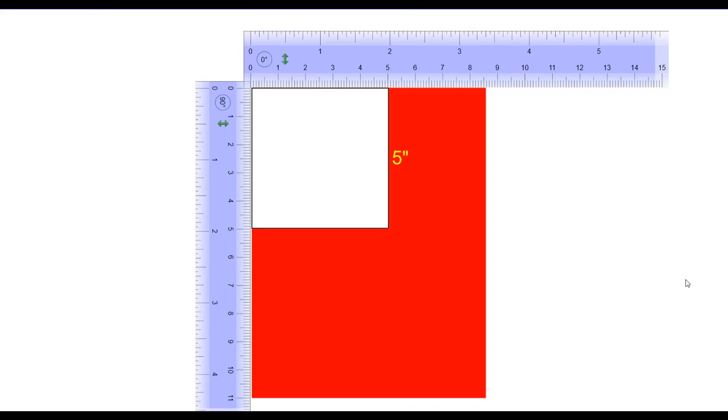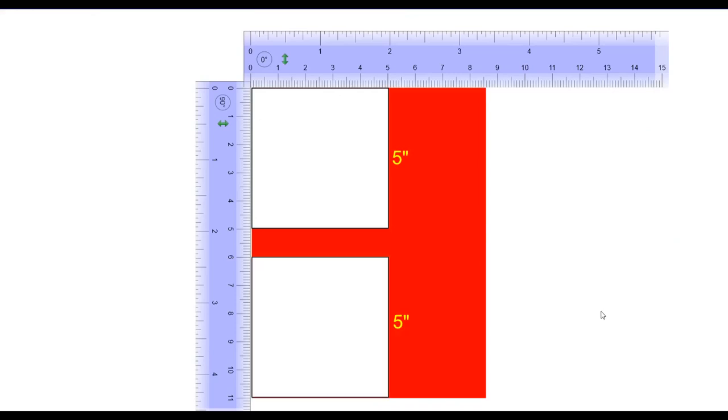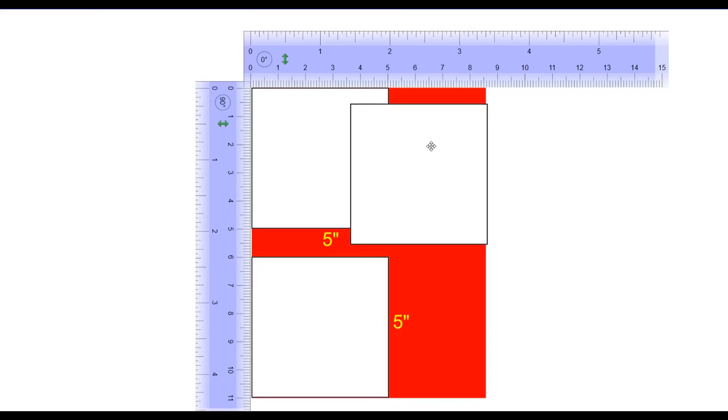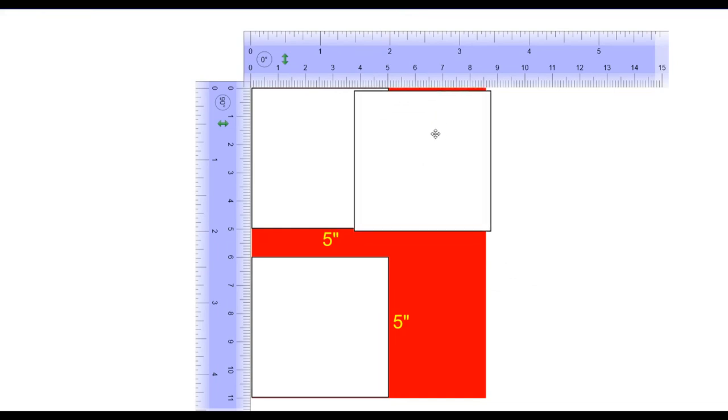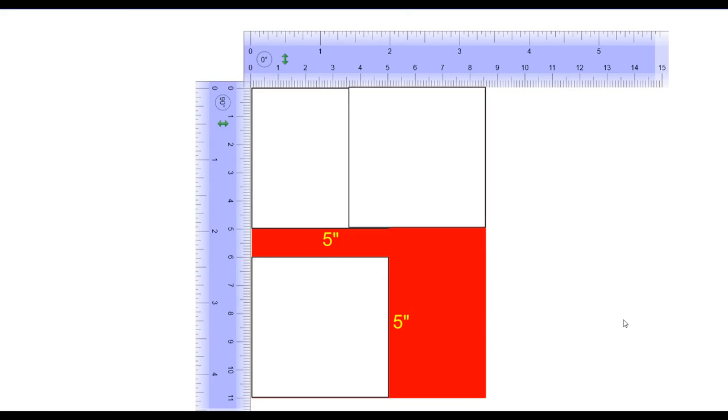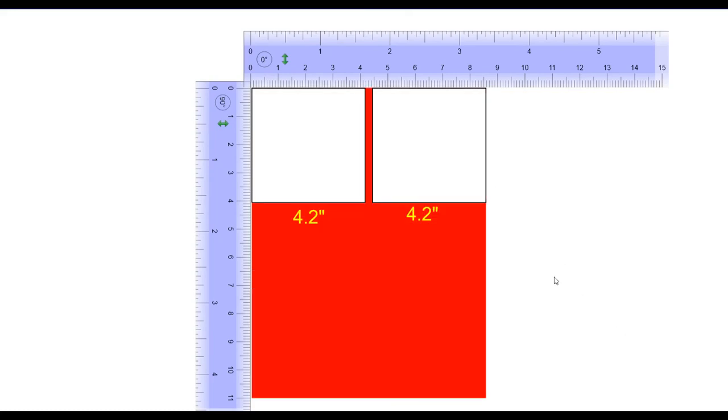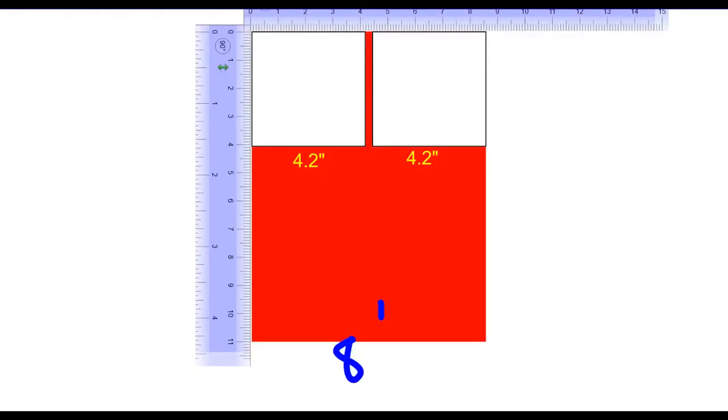Well, what about a 5-inch square? That would be okay vertically, but what about horizontally? The two squares would overlap and it would be impossible to make these cuts. About the biggest cut we could make would be 4.2 if we rounded to the nearest tenth. Again, this is an 8.5 by 11-inch sheet of paper.